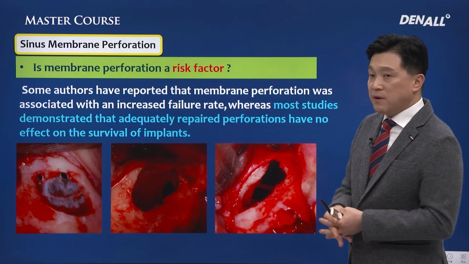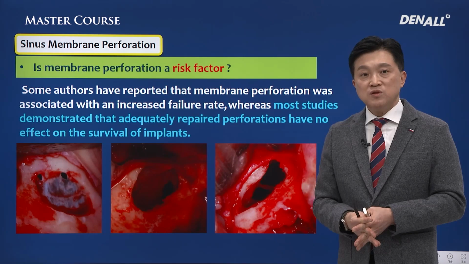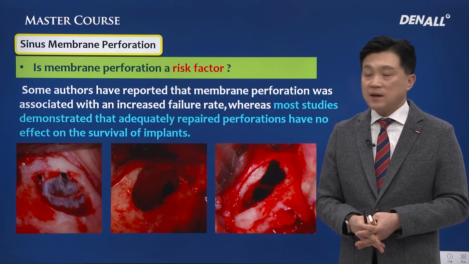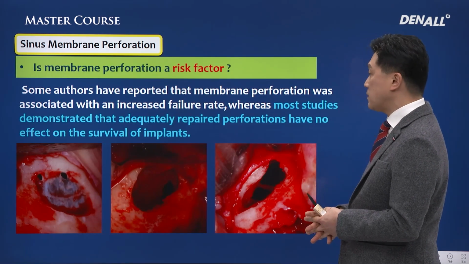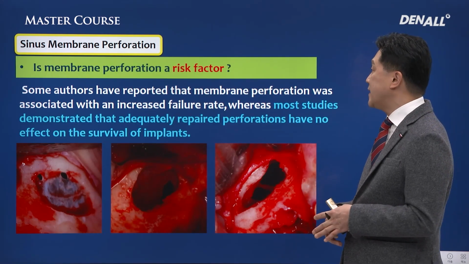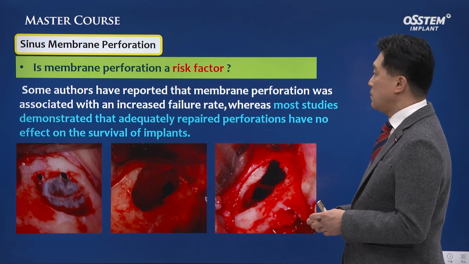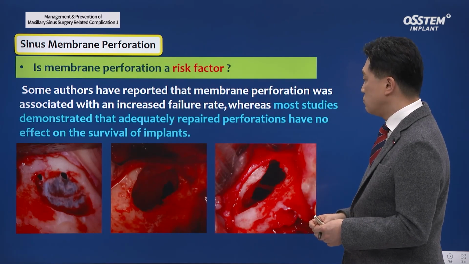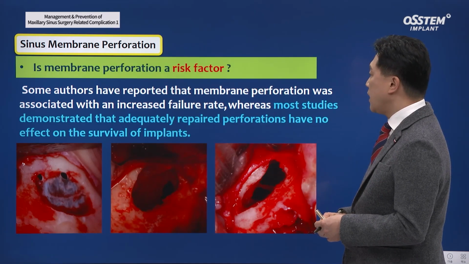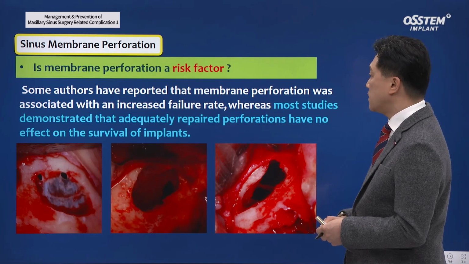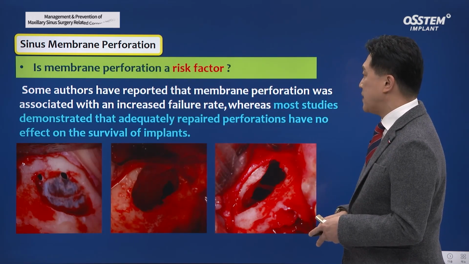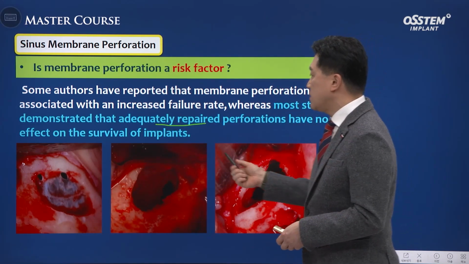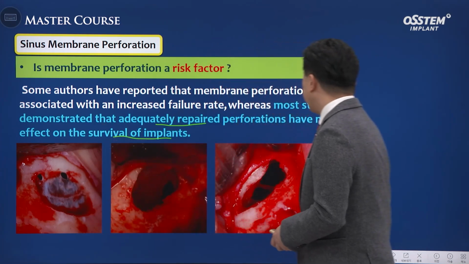There are issues when membrane perforation occurs. However, at times membrane does not perforate. Then is membrane perforation a risk factor? Opinions vary. Some authors have reported that membrane perforation was associated with an increased failure rate, whereas most recent studies say that adequately repaired perforations have no effect on the survival of implants. It has no effect on the survival rate.